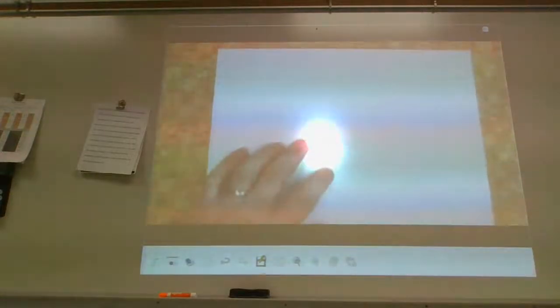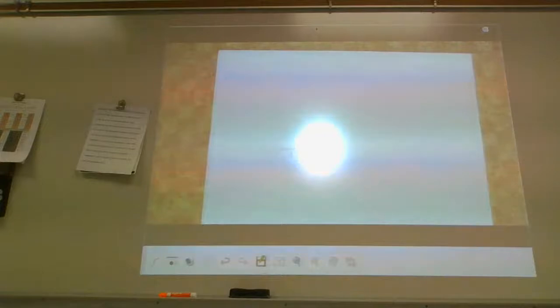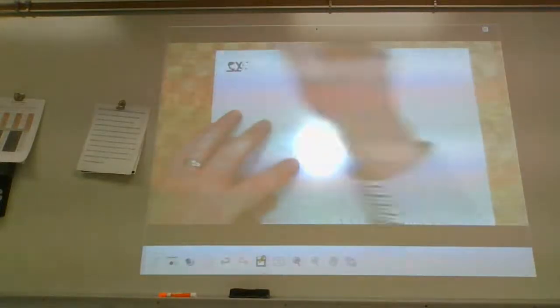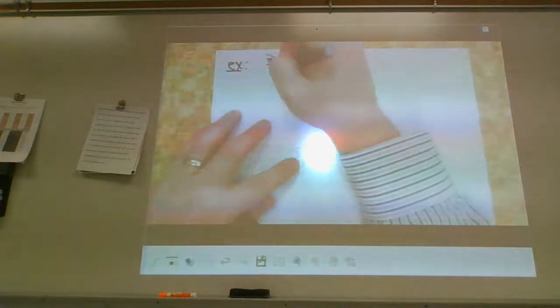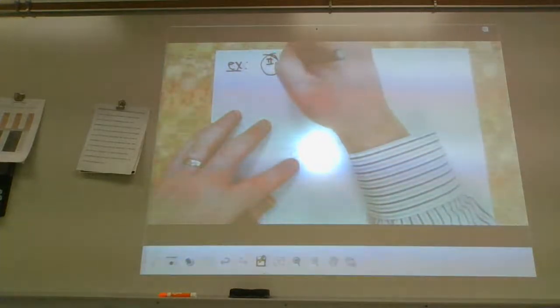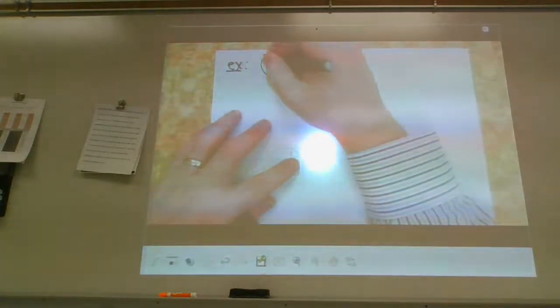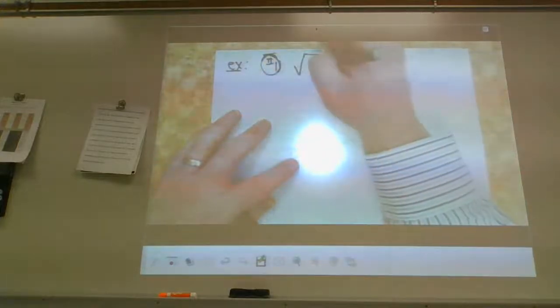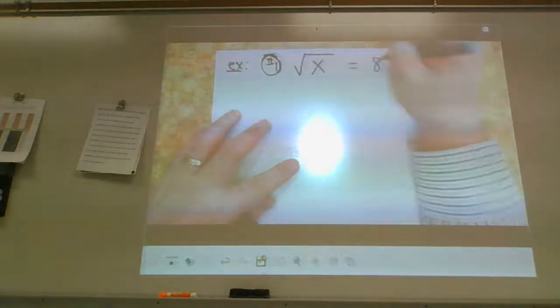So starting very simply, I'm going to throw out problem number 1 off of that worksheet. I'm going to have an alternative number 1 in a minute, but let's start out with this. Square root of x equals 8.